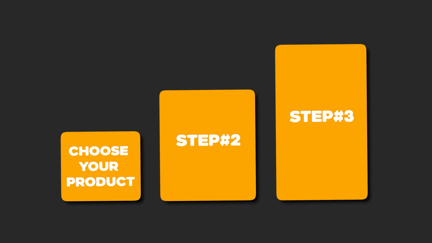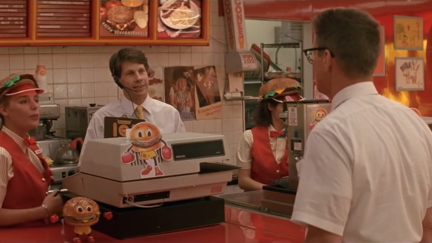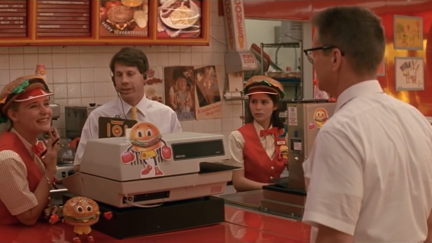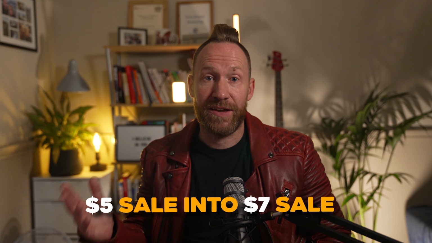Here's how you can implement an order bump in 3 easy steps. First, choose your product. Here's the deal. Have you ever been to McDonald's? Of course you have, right? You're ordering a burger and you're just about to finish when they hit you with, do you want fries with that? That's an order bump. It's a calculated move that turns a $5 sale into a $7 sale, just by offering something that perfectly complements what you're already buying. You need to think about your course like that burger.